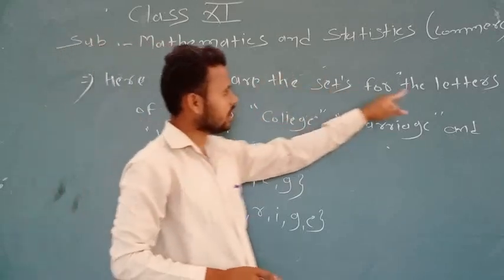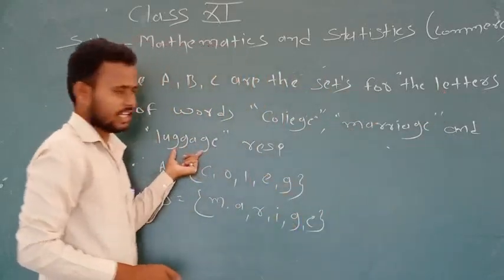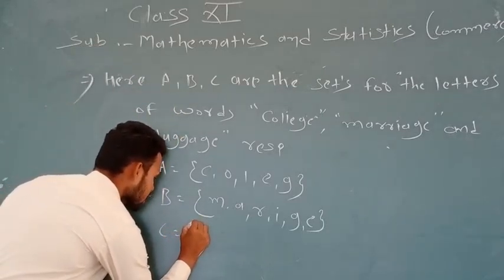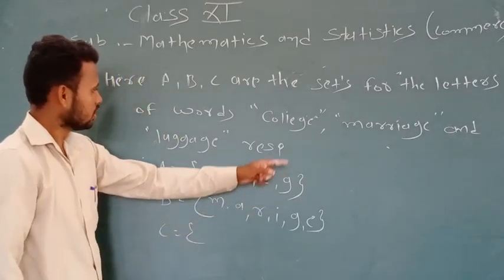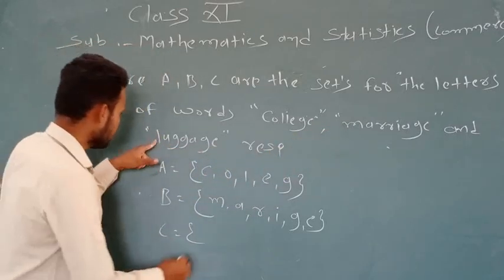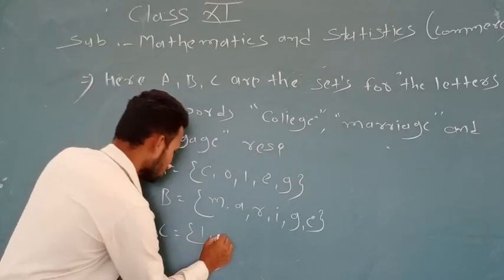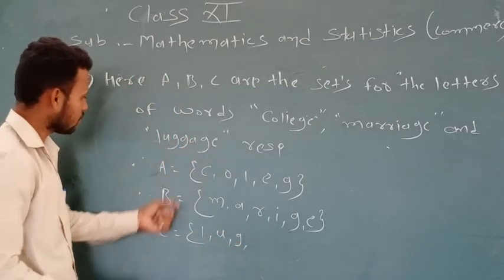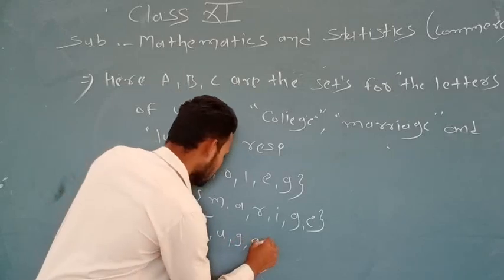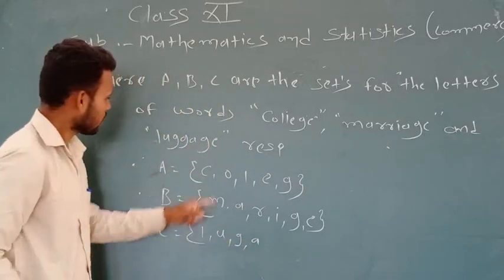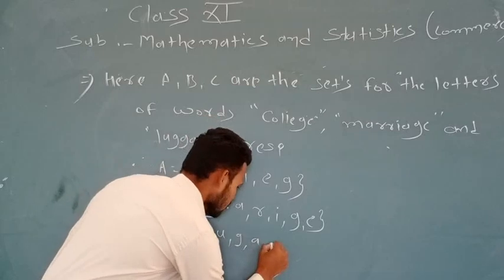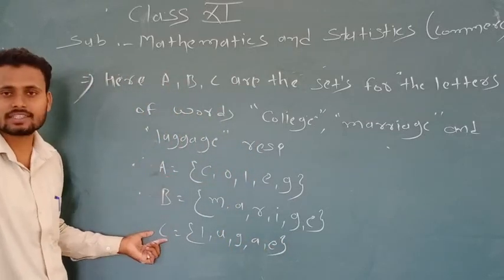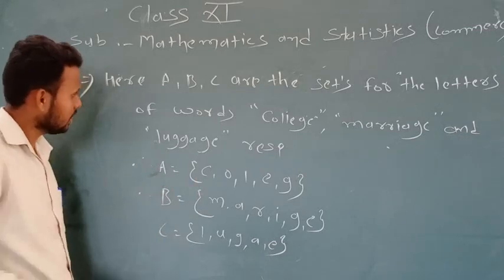And then the last set C. C is the set of all letters for the word luggage. Therefore C equals the set containing the elements, the letters of that word. First L, the next U, the next G two times, we can write it here once. The next A, the next G, but we already took G here. The next E, the last one is E. We get three sets A, B, C respectively.